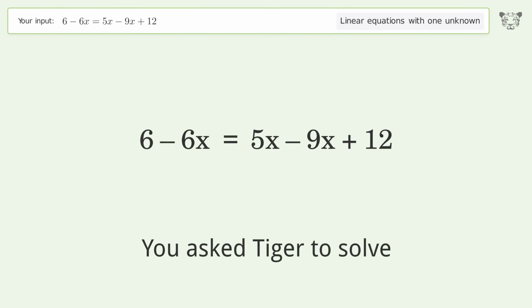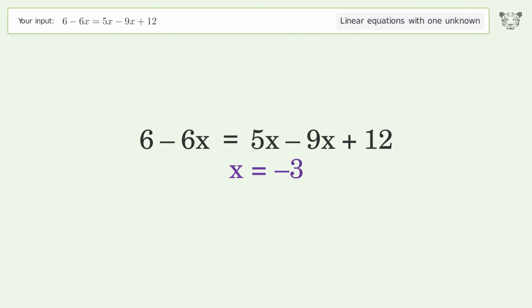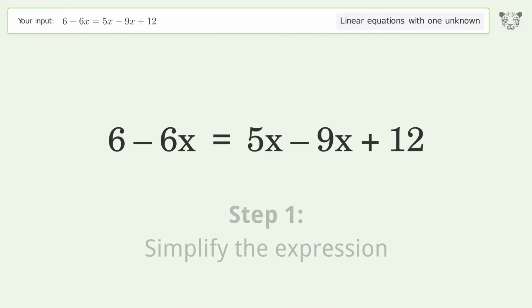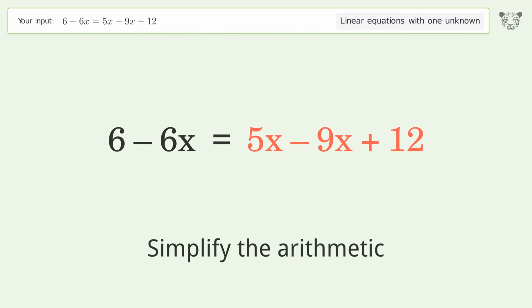You ask Tiger to solve. This deals with linear equations with one unknown. The final result is x equals -3. Let's solve it step by step. Simplify the expression. Simplify the arithmetic.